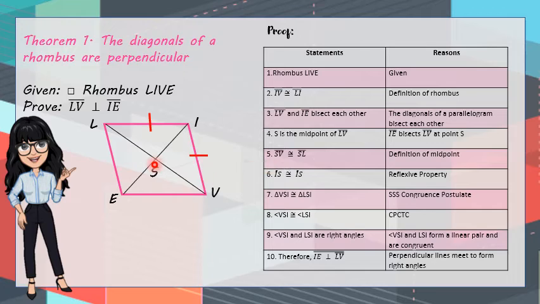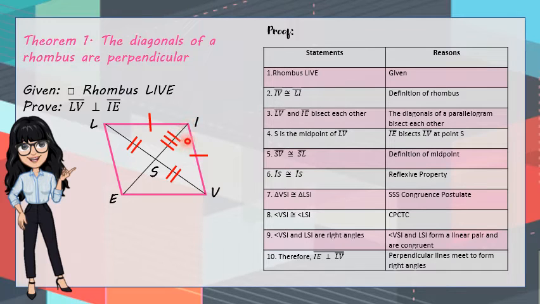Now, SV. Where is SV? This one. SV is congruent to SL. So why is that? Because of the definition of the midpoint, because it was stated here that S is the midpoint of LV. If S is the midpoint of LV, then it is the middle point. So it divides your side LV into two equal parts, namely your SV and your SL. So your SL and your SV are congruent to each other. Then we say IS is congruent to IS, or segment IS is congruent to segment IS.